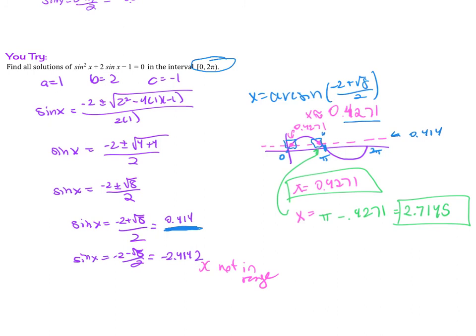One way that I look at it is that it is less than pi. So I'm going to take pi and subtract this 0.4271, and that gives me 2.7145. And so those are my two answers: 0.4271, and also 2.7145.